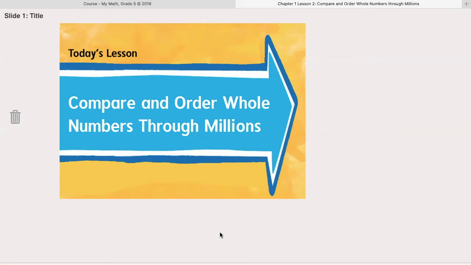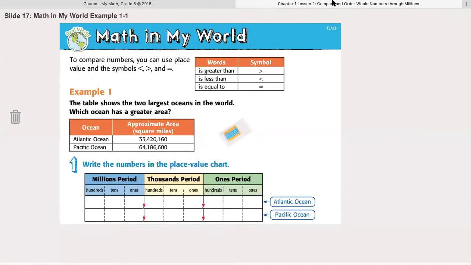Good morning, fifth grade. Today we are in Chapter 1, Lesson 2, and we are comparing and ordering whole numbers through the millions. Please turn to page 17. Let's turn to Math in My World. To compare numbers, you can use place value and the symbols less than, greater than, and equal to.